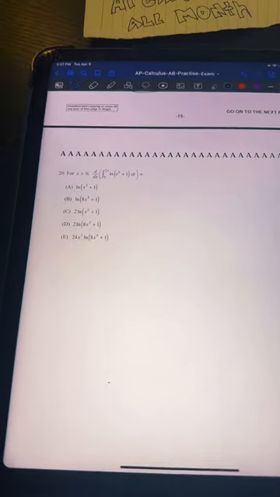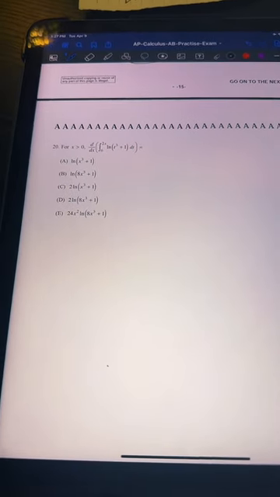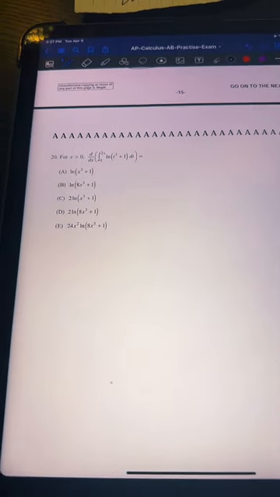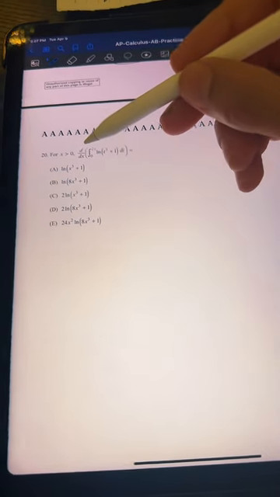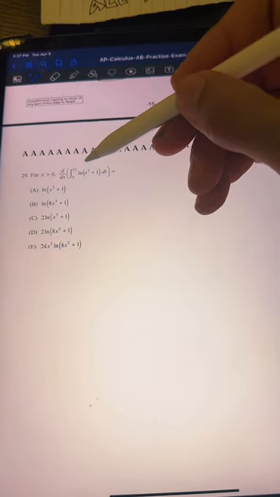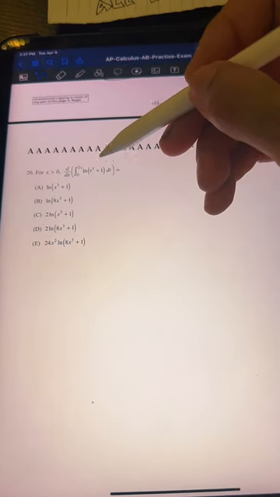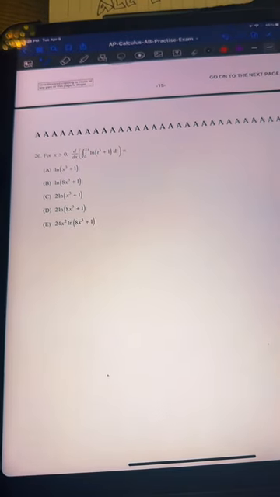Number 20. I hope this person, I don't know who was on here, but they wanted to talk about the fundamental theorem of calculus, or the second fundamental theorem of calculus. So this example here, they want us to find the derivative of this particular function, which happens to be an integral. So we're going to use the second fundamental theorem of calculus.